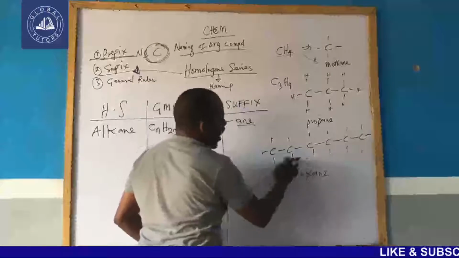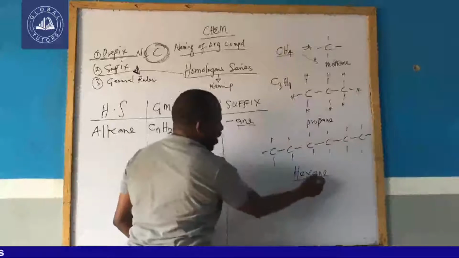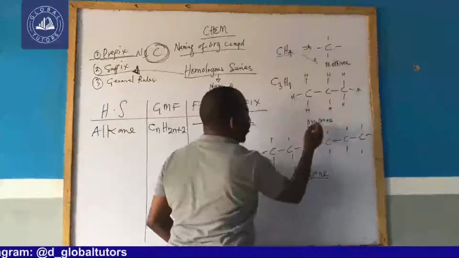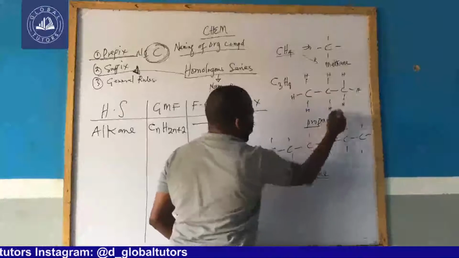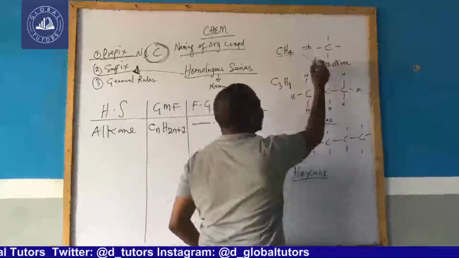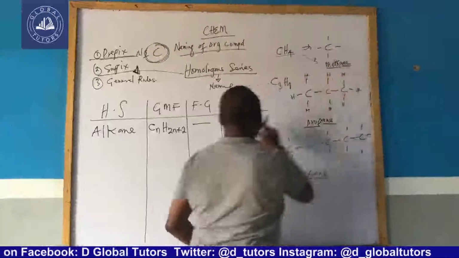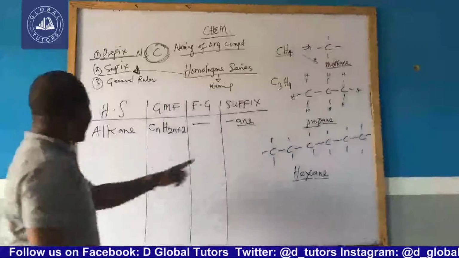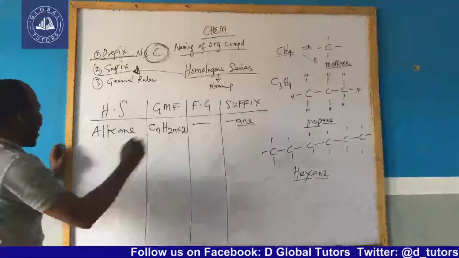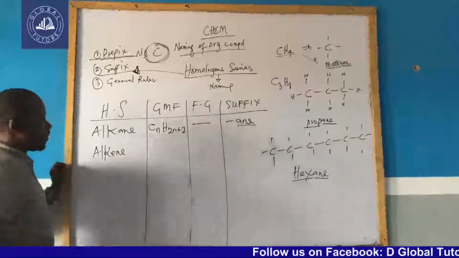So for this one there are 6 carbon, so you have hex, then you add the suffix -ane. For this one we have 3 carbon. This is prop. Then you add to what? The family name -ane. Then for this one, it is 1 carbon, so you have meth. Then you add it to -ane. That is the alkane homologous series.